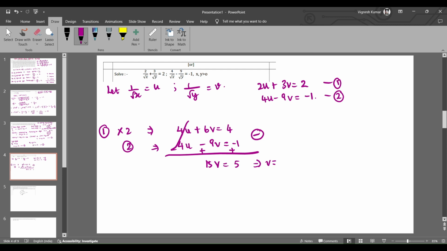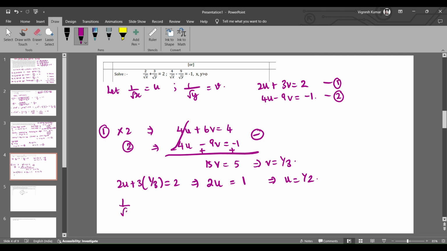So v is equal to 1 by 3. If you substitute the value of v that we have got here in any one of these equations, the u value will come out as 1 by 2. But actually we have to find the value of x and y. u and v are variables that we have assumed here.